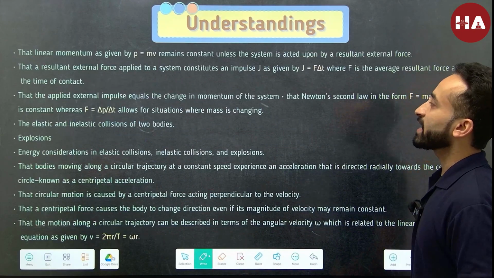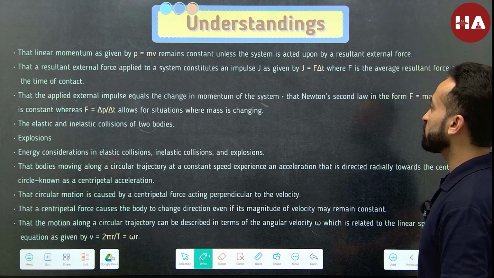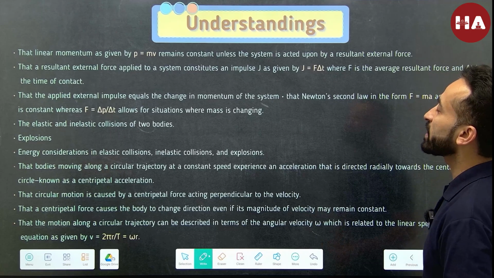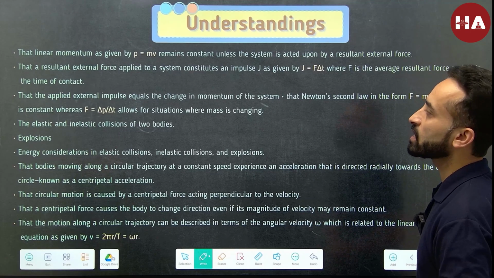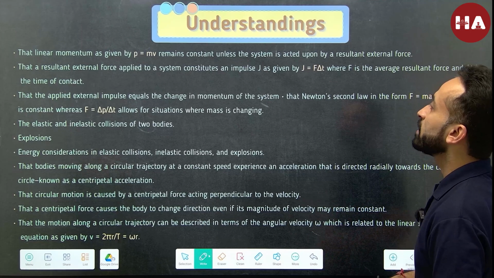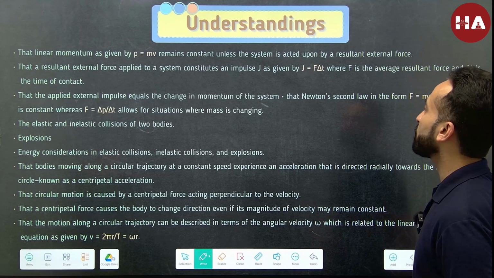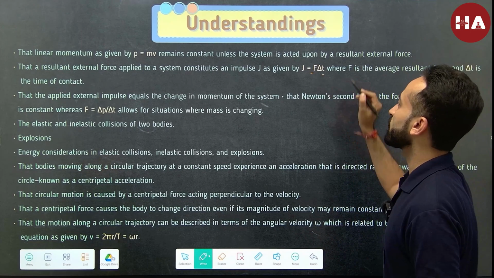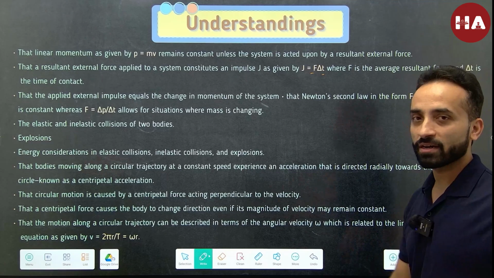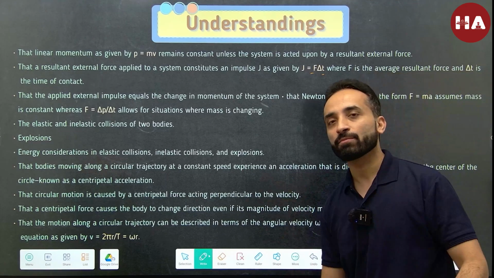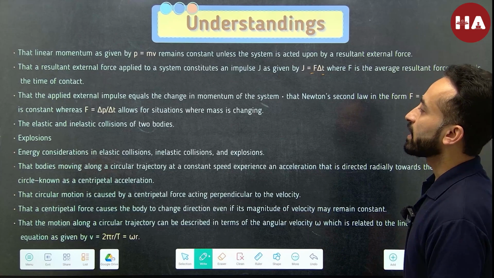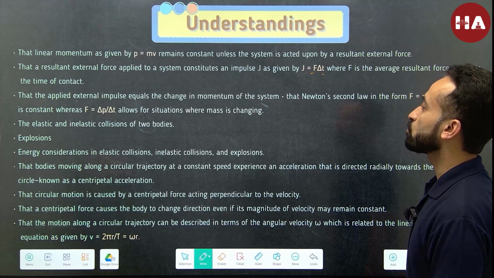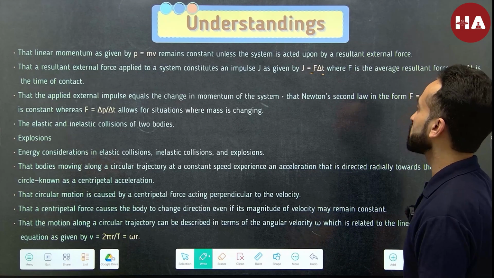Alright. Next, the linear momentum as given by p equals mv remains constant unless the system is acted upon by a resultant external force. That resultant external force constitutes an impulse given by force multiplied by the time. Don't worry, we will learn about it and you might also have a glimpse of it because of your previous classes. Alright, the applied external impulse is equal to the change in momentum.